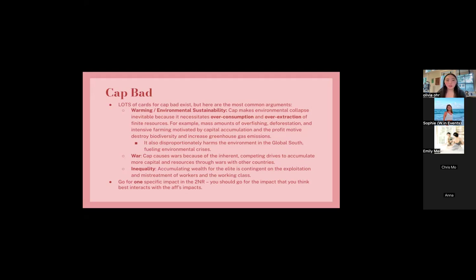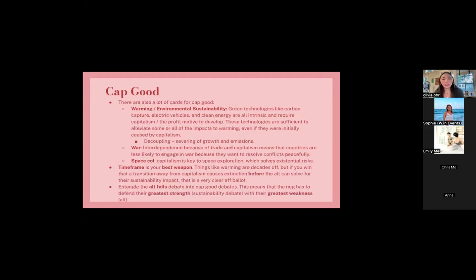You should go for an impact that you think best interacts with the aff impacts, like best impacts that turn the case, etc. But there's also a lot of more cap bad offenses like soil erosion, disease, etc. But I just don't have time to go through all of those. But these cards definitely exist and these cards are good.